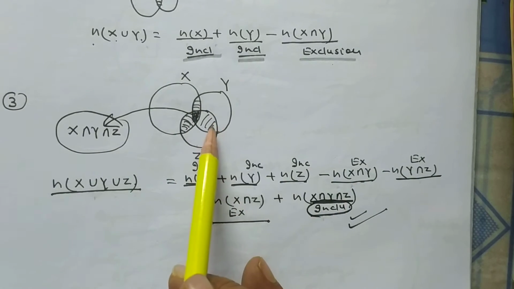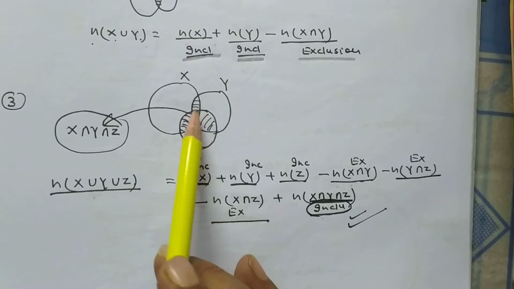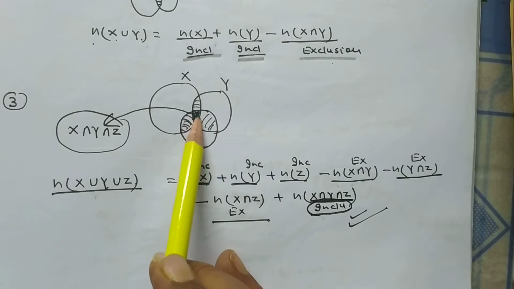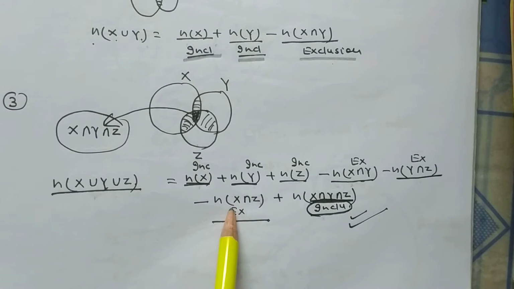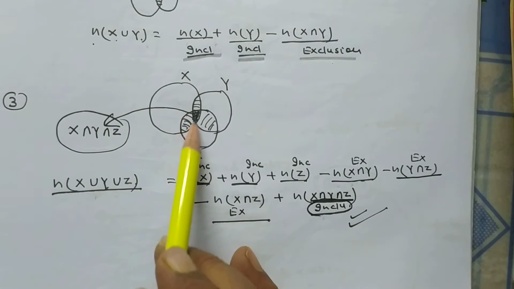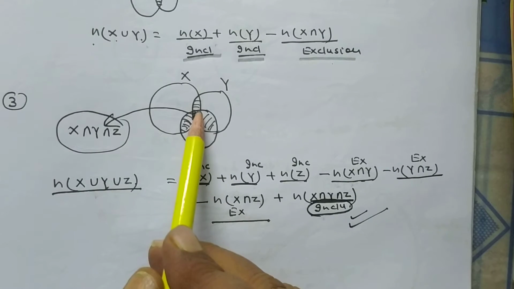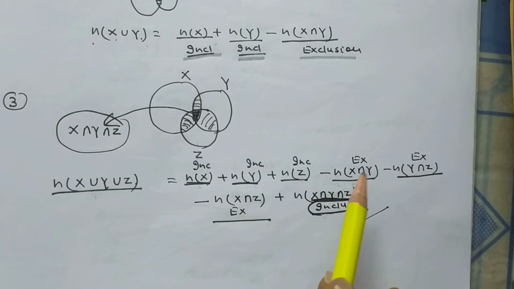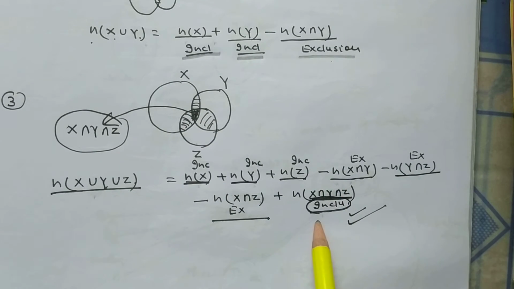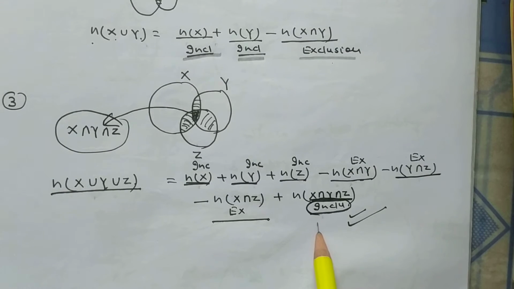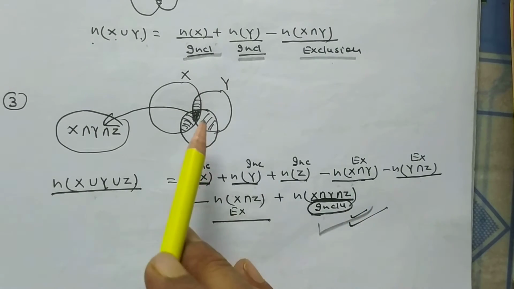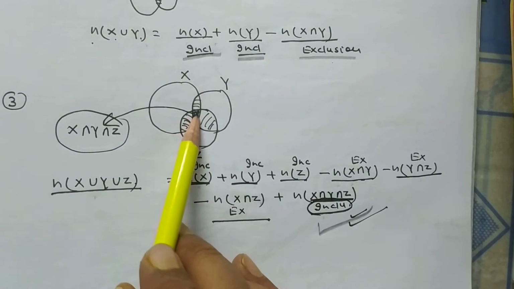Similarly, cardinal number of y intersection z, this portion, and also cardinal number of x intersection z, this portion. But what do you observe? This dark shaded region comes three times. So we make it balance by adding this region, x intersection y intersection z.